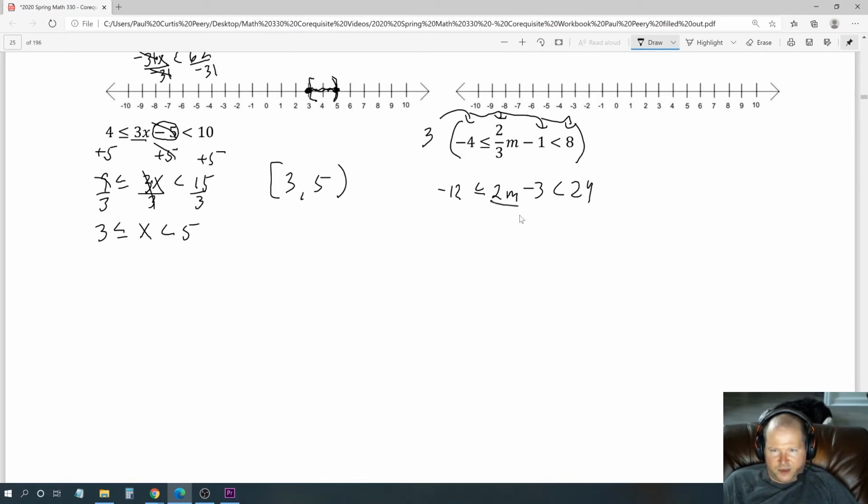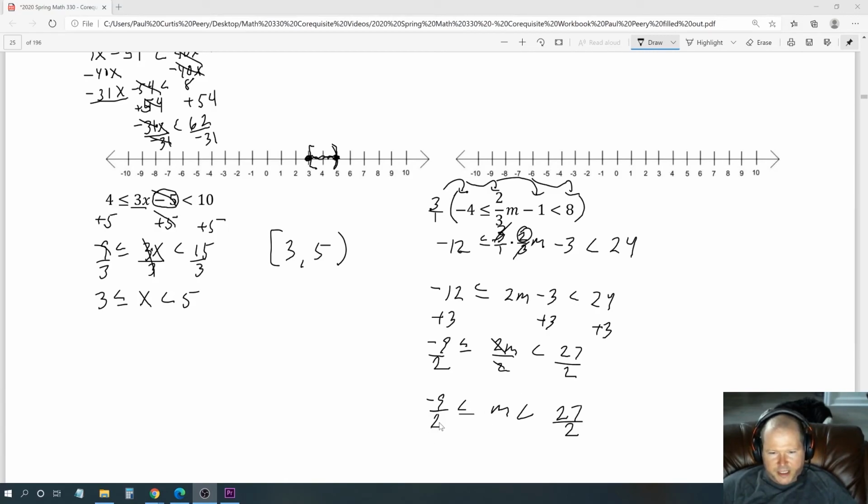Now we want to get this 2m by itself, so we have to undo the subtraction of 3 by adding 3. Whatever you do to one side, you do to all three. So you say negative 12 plus 3 is negative 9. Keep the 2m. You say 24 plus 3 is 27. And at this point, you're going to undo the multiplication of m by 2 by dividing by 2. Whatever you do to one side, you do to all three.